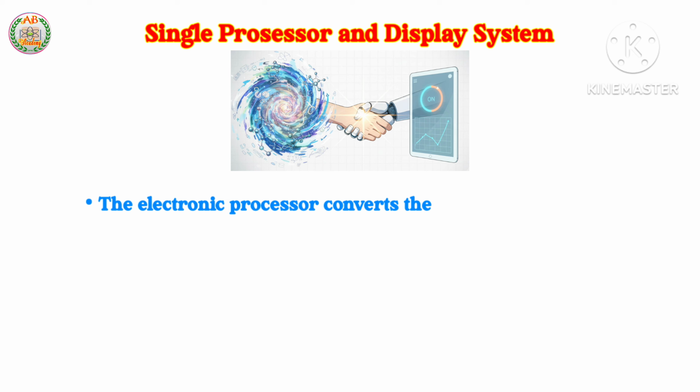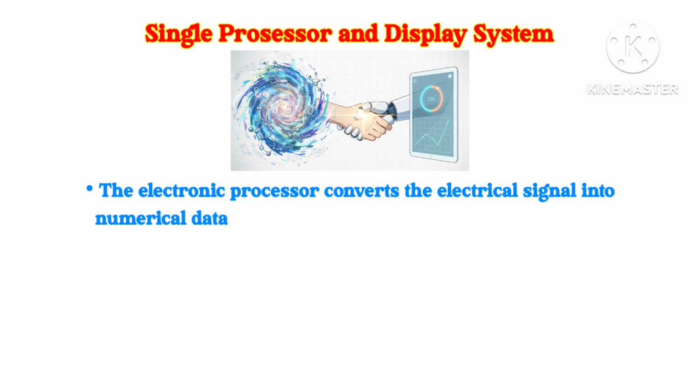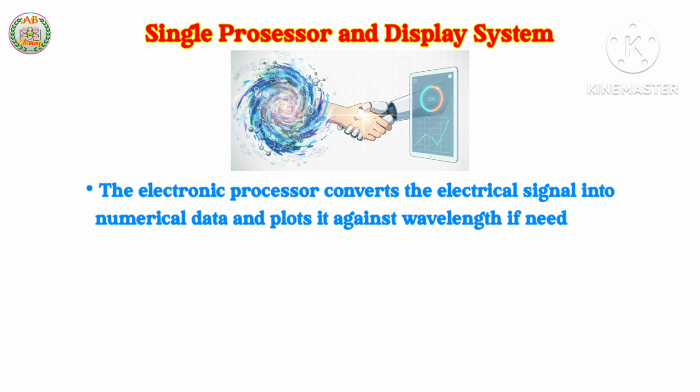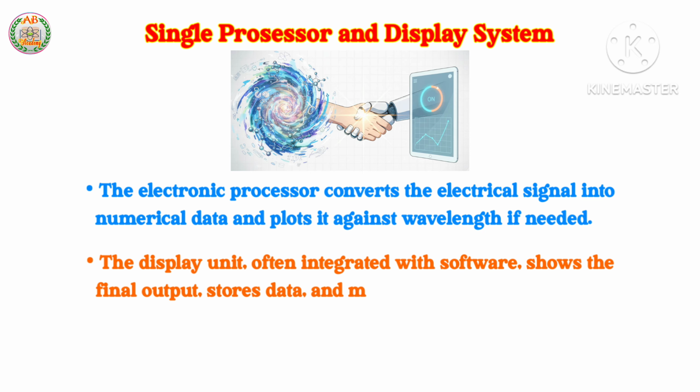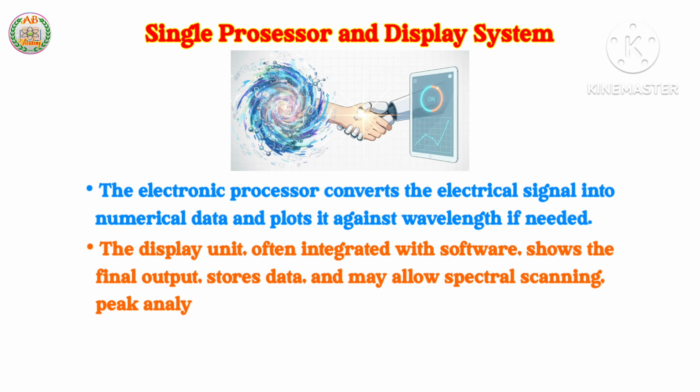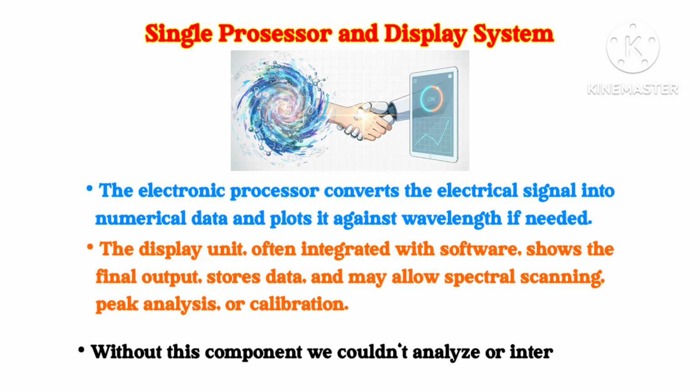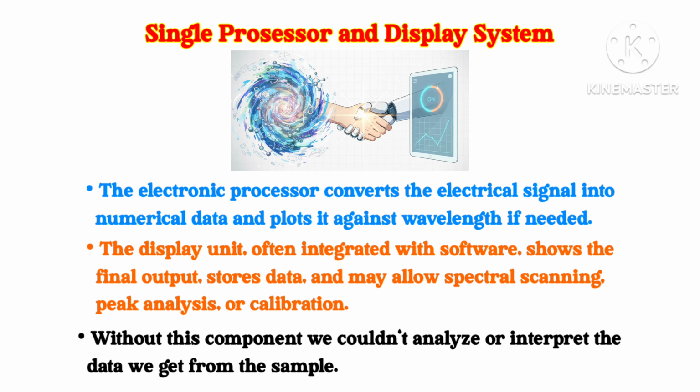And the last, signal processor and display system. The electronic processor converts the electrical signal into numerical data and plots it against wavelength if needed. The display unit, often integrated with software, shows the final output, stores data, and may allow spectral scanning, peak analysis, or calibration. Without this component, we couldn't analyze or interpret the data we get from the sample. This is where science meets usability.